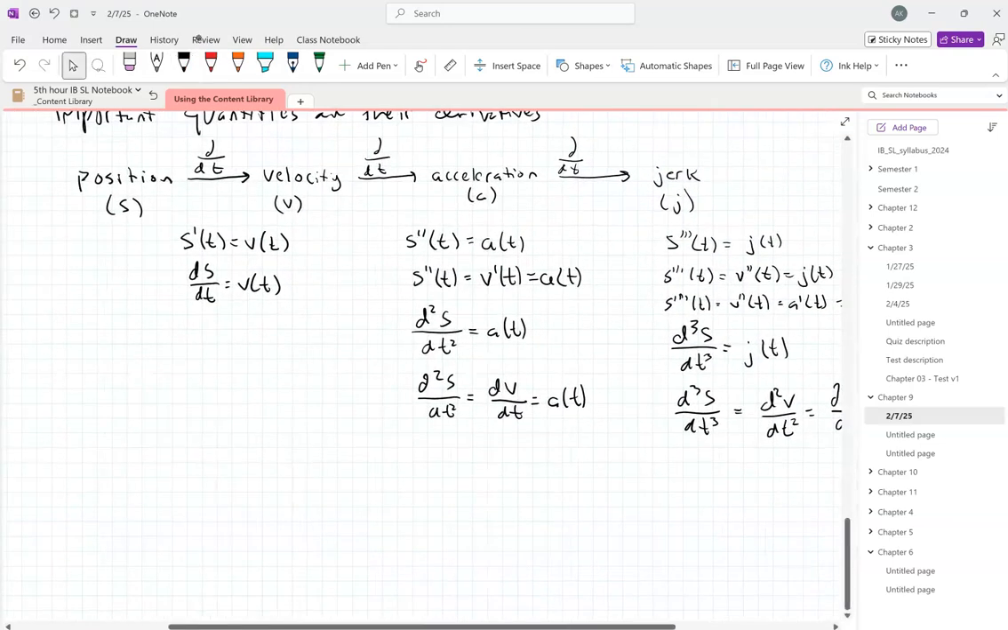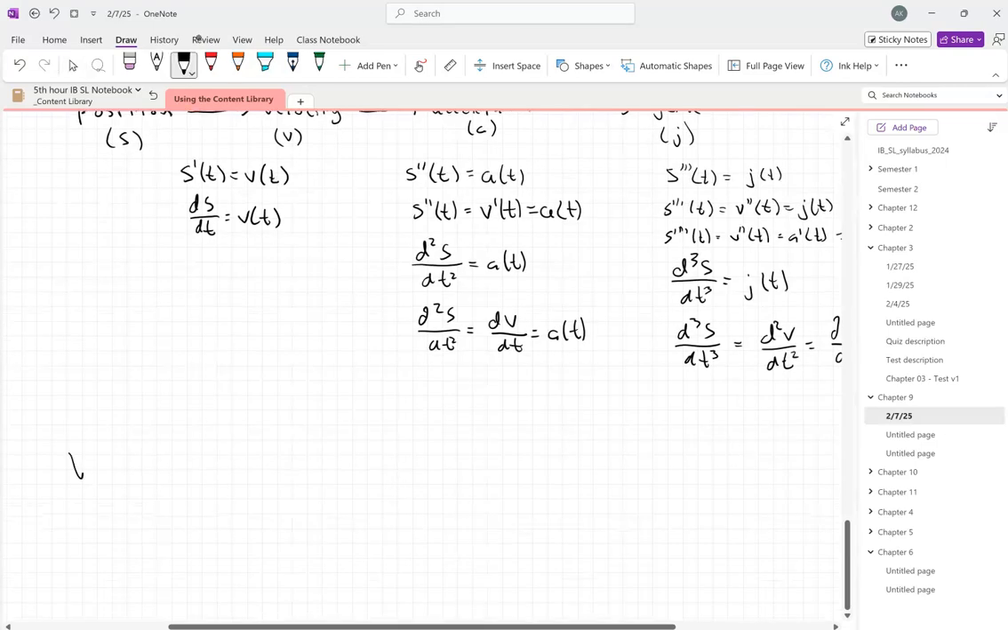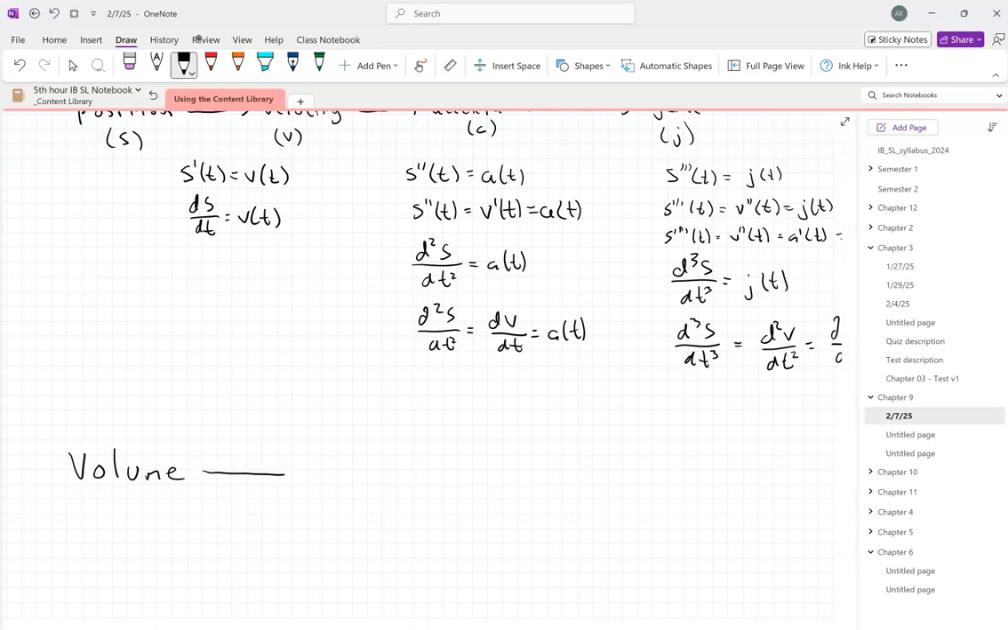Another common set of quantities that are related are like volume, area, and length. Nah, let's not. I don't think that's going to come up. I lied. Let's not do that.